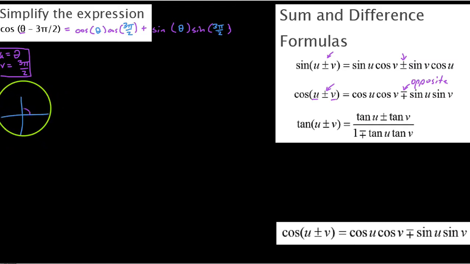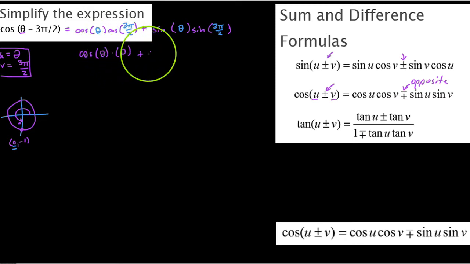A pi half is here, 3 pi halves is down here, and we ask, what is the cosine of 3 pi halves? We can refer to the unit circle, which has a radius of 1, and this is the point 0, negative 1 down here. So the cosine of 3 pi halves is 0. So we have cosine of theta, which did not simplify at all, times a value of 0, plus now the sine of theta times the sine of 3 pi halves. The sine of 3 pi halves is negative 1, so we get a negative 1 here.